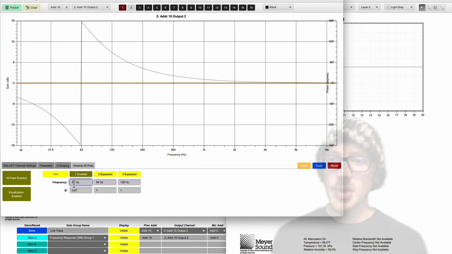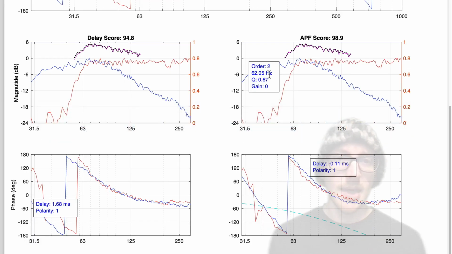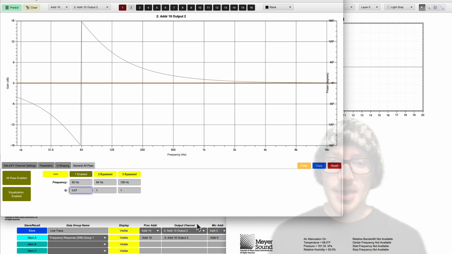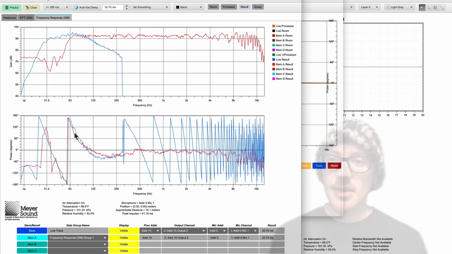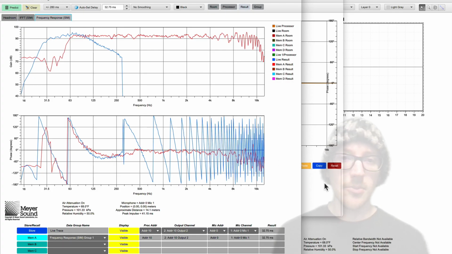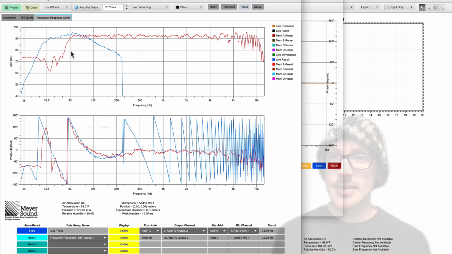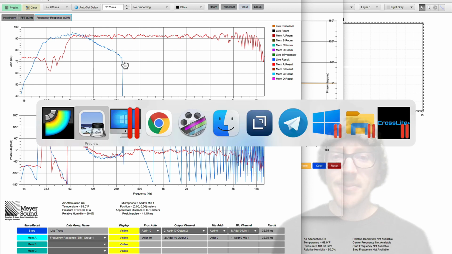So I've got this all-pass filter, 62 hertz, 0.67 Q, just like we had over here, just like the robot told us to do. And then I can see on my audio analyzer that I get the result that we saw on the graph over here. So that seems to be working, and that's also why I know that that polarity inversion is actually a typo. So I just need to fix that. But otherwise, it's cool to see that this is actually working.